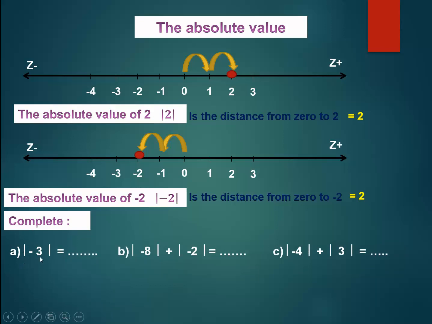Complete. Modulus of negative 3 equals 3. Modulus of negative 8 equals 8. Plus modulus of negative 2 equals 2. It will be 10. Modulus of negative 4 is 4, plus 3 equals 7. Here, which number can give me 10? We can put 10 or negative 10. Here 24, so it will be 24 or negative 24. Thank you.